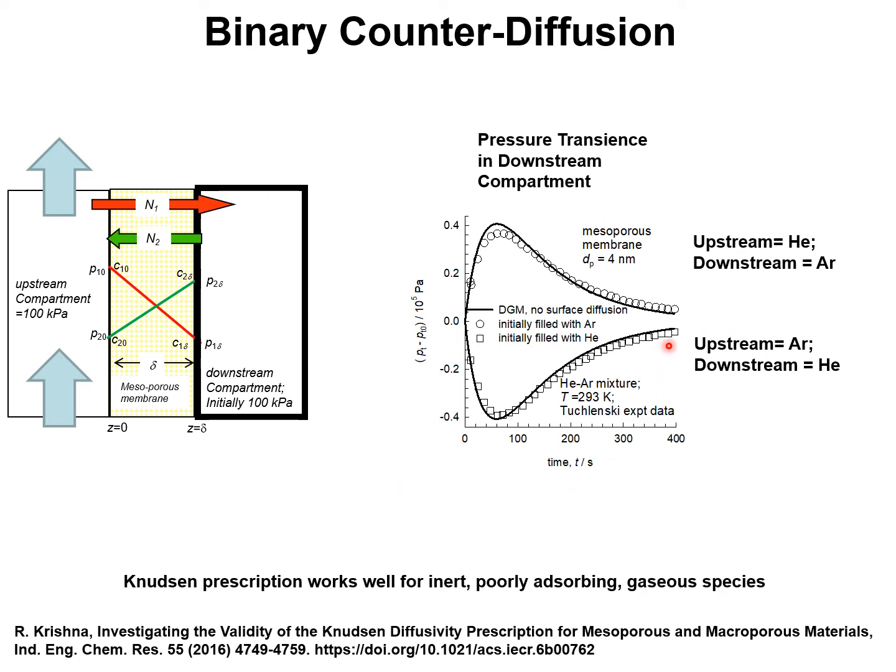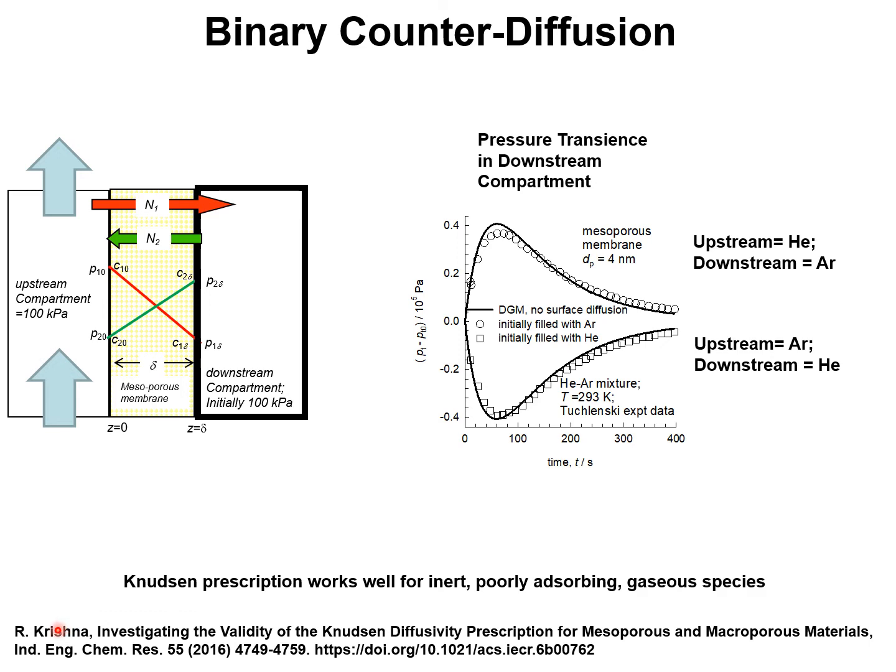In the second set of experiments, the incoming gas is pure argon, and the downstream compartment initially contains pure helium. So helium diffuses out of the downstream compartment, and therefore the pressure reduces, and there is an undershoot in the pressure, and that also equilibrates at long time to produce a value of 0. The continuous solid lines are the calculations of the dusty gas model.